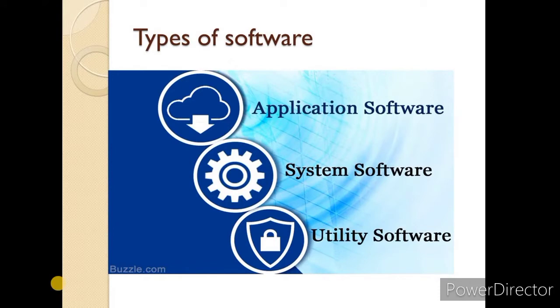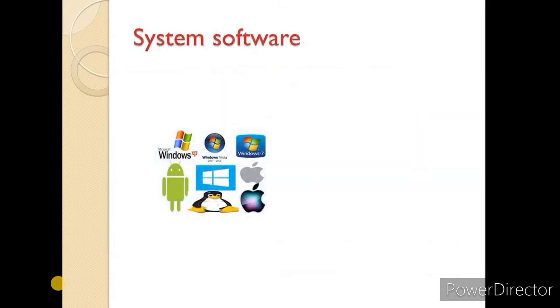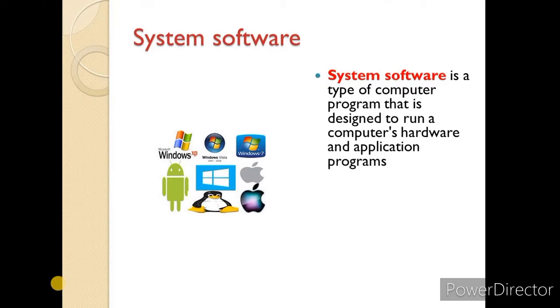We have three major types of software. We have the application software, the system software, and the utility software. I will say them again. Can you say it with me? Number one, we said what? The application software. Number two, we said what? The system software. And number three, we said what? The utility software. So let's begin with the system software.